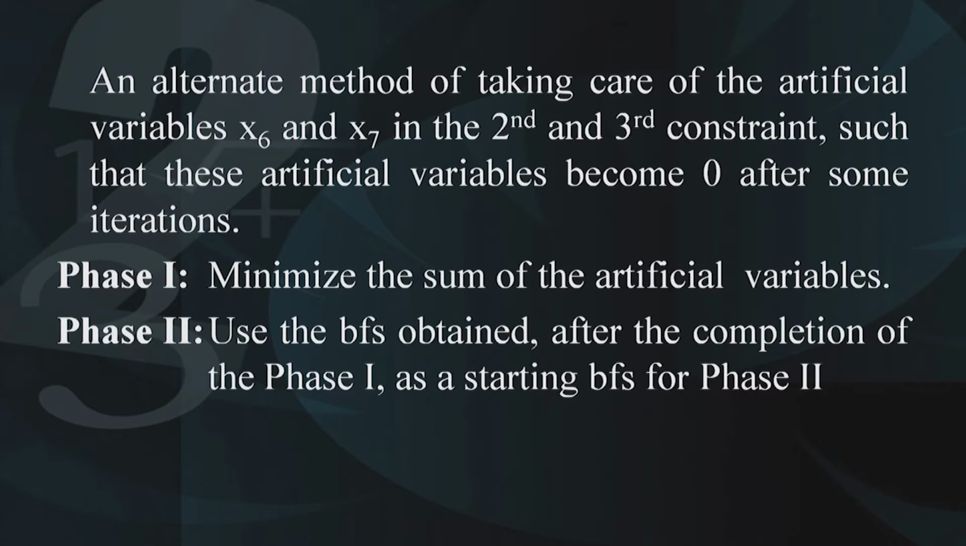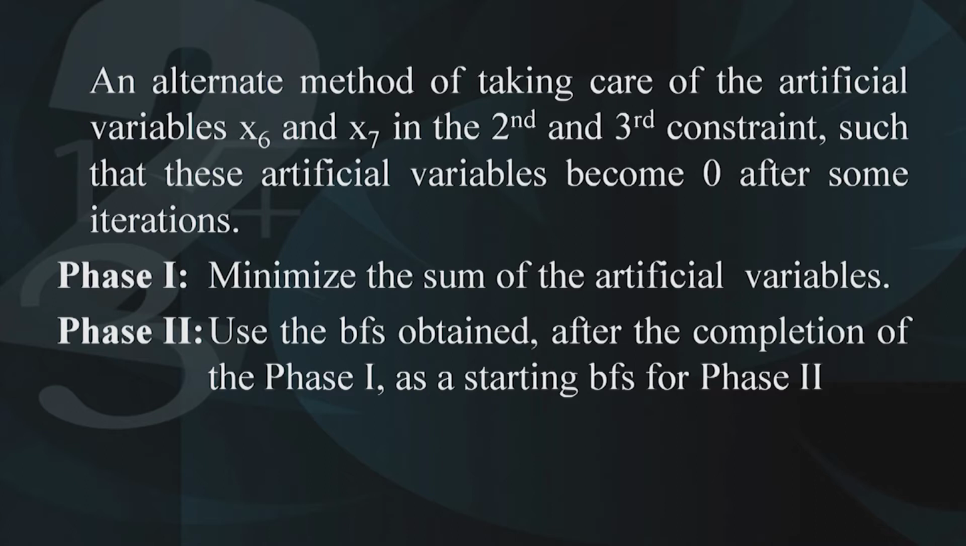So, the artificial variables have to be made 0 somehow or the other, so therefore, what we will do is we will minimize the sum of the artificial variables. What will happen is when the solution of the first phase is obtained, that means that all the artificial variables have become 0, and that is what we want. We want that all the artificial variables should reduce to 0.